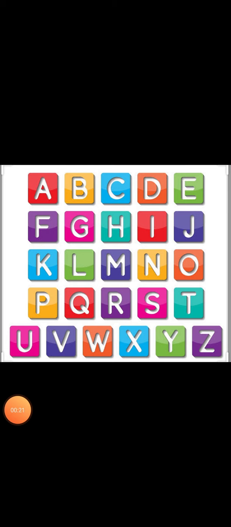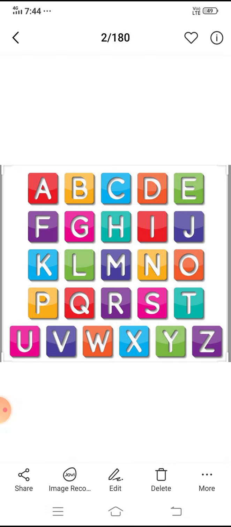In English, we have a total of 26 alphabet letters. How many alphabet letters? There are 26 alphabet letters. They are A, B, C, D, E, F, G, H, I, J, K, L, M, N, O, P, Q, R, S, T, U, V, W, X, Y, Z.